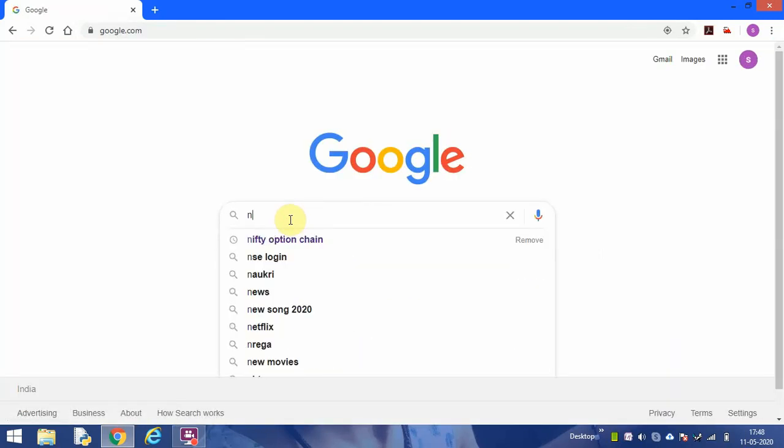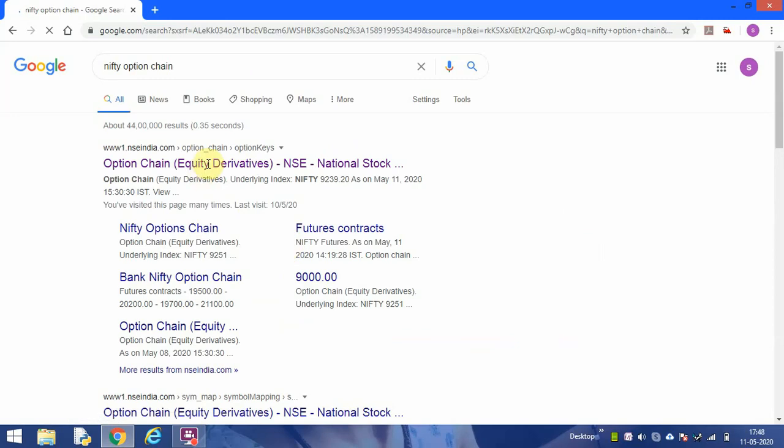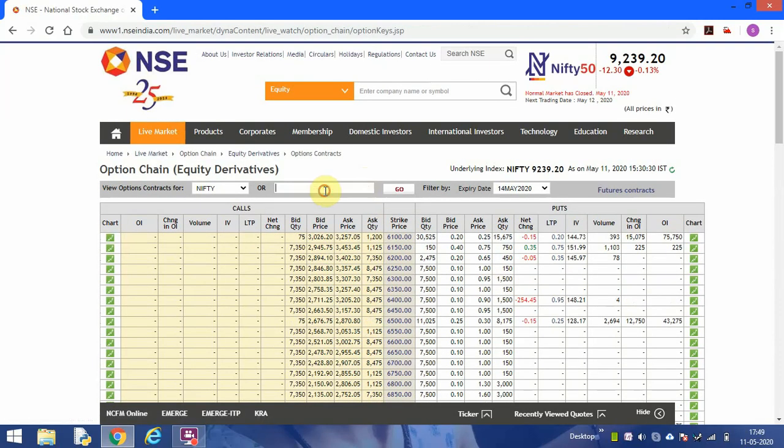Then I already told you about the Nifty option chain. I think you have done practice on that. You go here, put it down, Axis Bank.